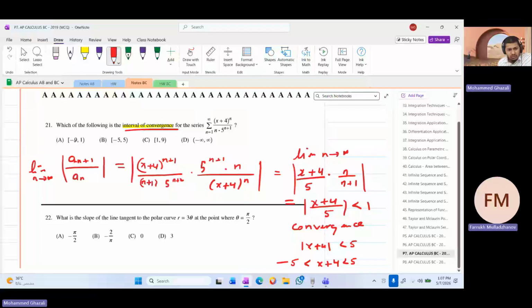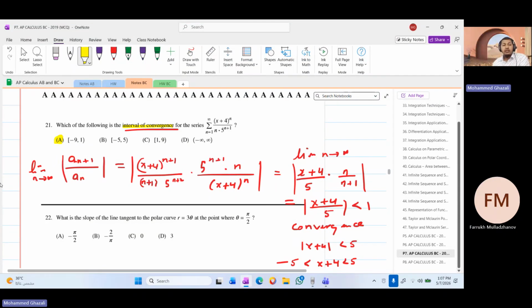So we should only check the endpoints. You'll check the endpoints in multiple choice. Obviously, it can't be any of these options because it says 1 to 9, minus 5 to 5. Why do you want to check endpoints now? It's multiple choice.